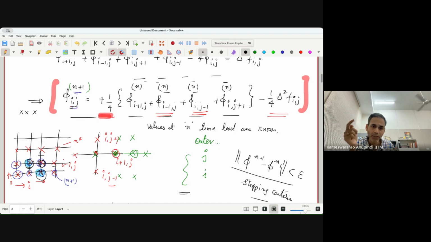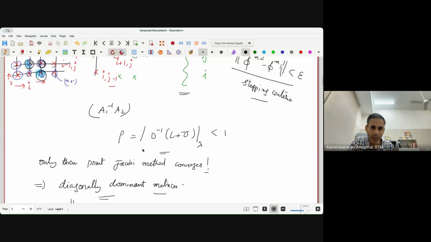So what the Gauss-Seidel method proposes is that because you have the values of phi i minus 1, j and phi i, j minus 1 being updated in the n plus 1th iteration itself, it makes sense to use the updated values of phi i minus 1, j and phi i, j minus 1. That means use them at the n plus 1th time level instead of at the nth time level. So that is the modification that the Gauss-Seidel method does.